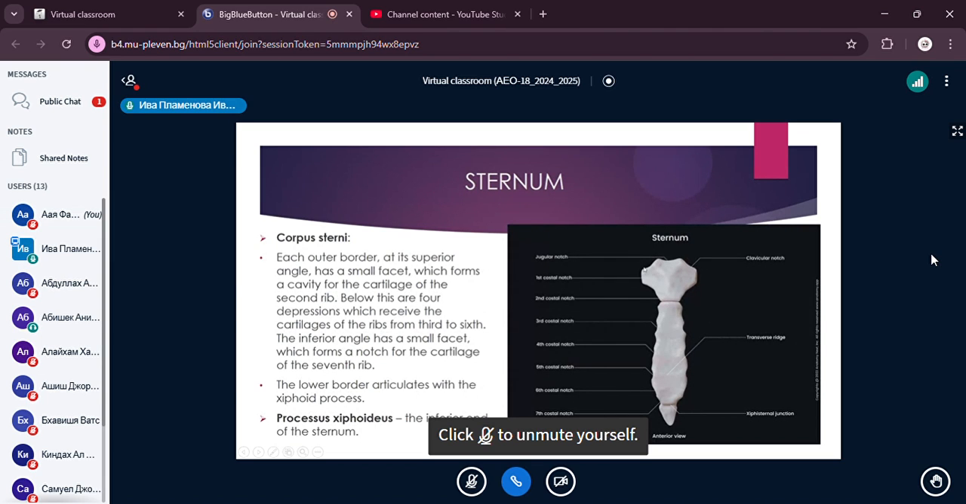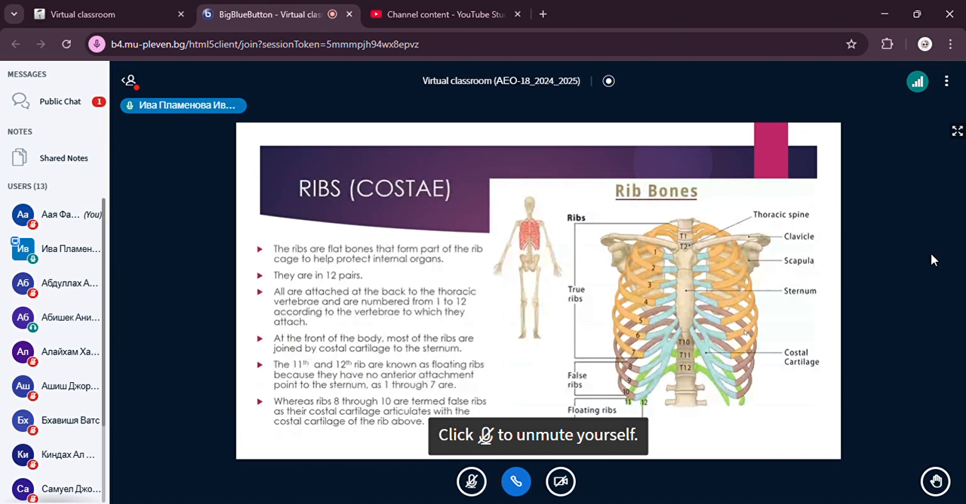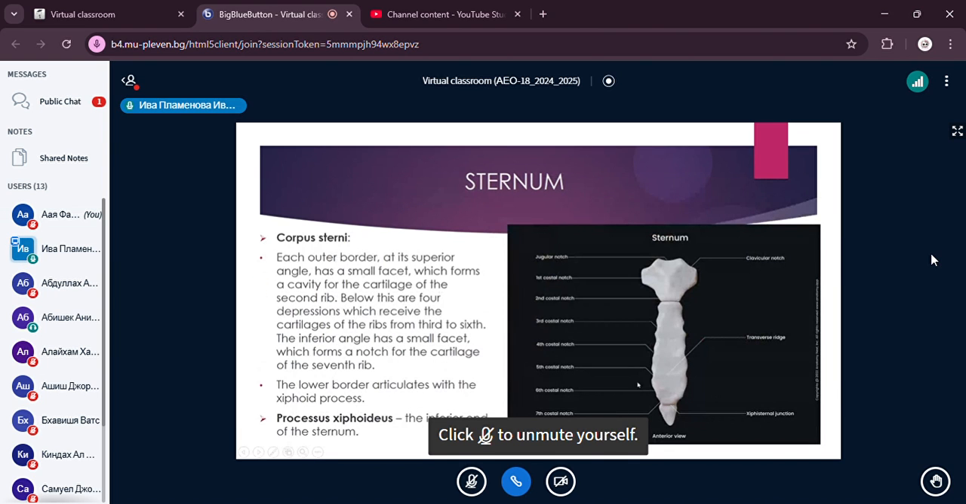You can see again the jugular notch, clavicular notch, first costal notch, the second one here between the manubrium and the body, then the third, fourth, fifth, sixth for the ribs, and the seventh costal notch between the body and the xiphoid process for the seventh rib. The inferior end of the sternum is called the xiphoid process.